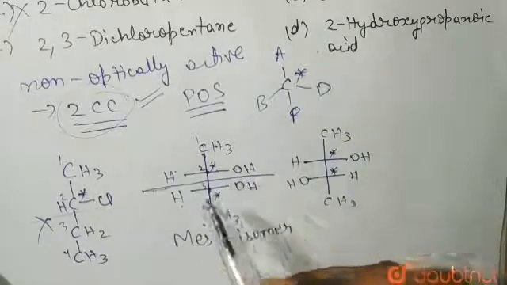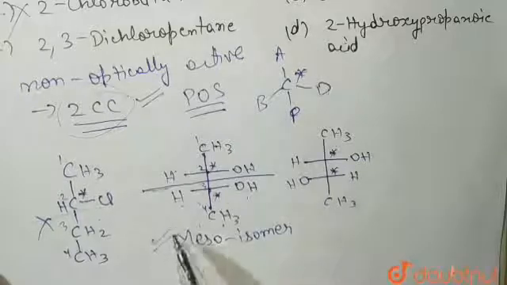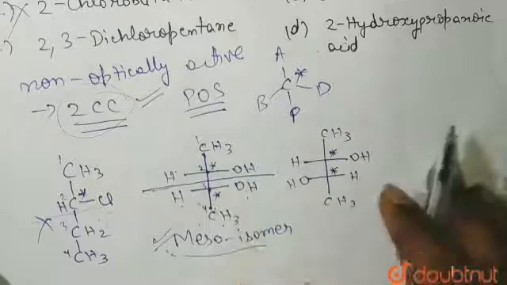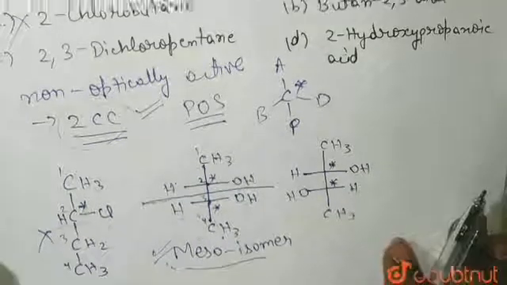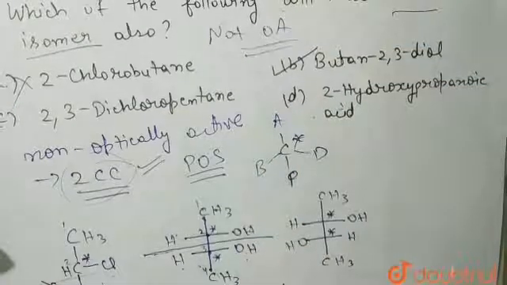But here in this compound, there is a plane of symmetry. So thus, this compound possesses a mesoisomer. So this is our meso compound or mesoisomer. So thus, this is the mesoisomer of butane 2,3-diol. So thus, option B is the correct answer because it possesses a meso compound or mesoisomer.